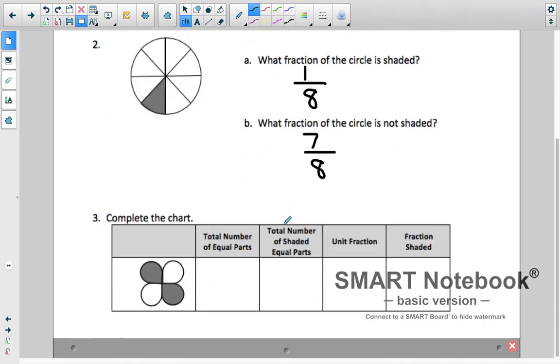All right, now we have a part of the chart very similar to what we just worked on. So what is the total number of equal parts? 1, 2, 3, 4. So there's 4 equal parts. And how many shaded pieces are there? 1, 2. And what is a unit fraction? Remember, the unit fraction is one of these pieces, so 1/4. And what's the fraction shaded? Well, I know that I have 2 shaded parts and 4 equal pieces, so my shaded fraction is 2/4.